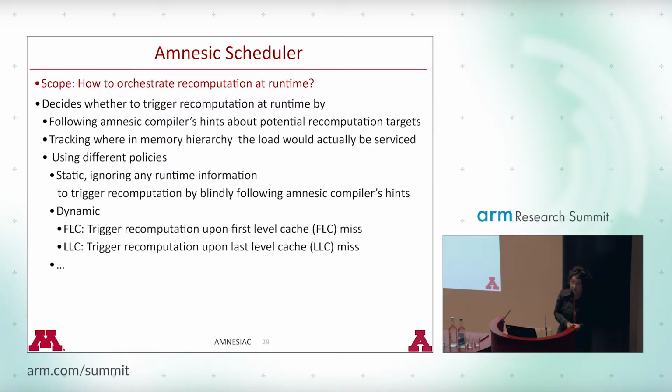Alternatively, the scheduler can use dynamic policies such as FLC or LLC, which stand for first level cache or last level cache miss. In this case, the policies trigger recomputation upon the first level or the last level cache miss, respectively. The policy space is pretty rich. In the proof of concept design, we just played with these three types of policies, but any fancy prediction scheme actually fits into this picture.